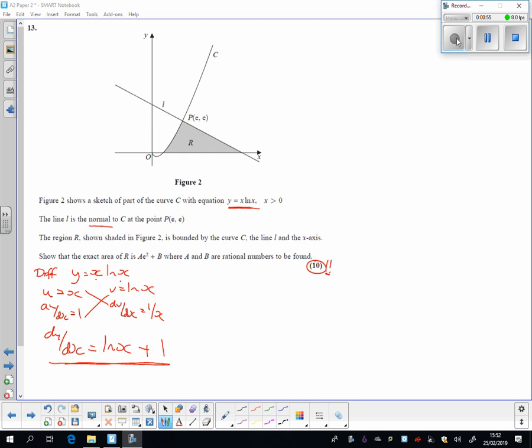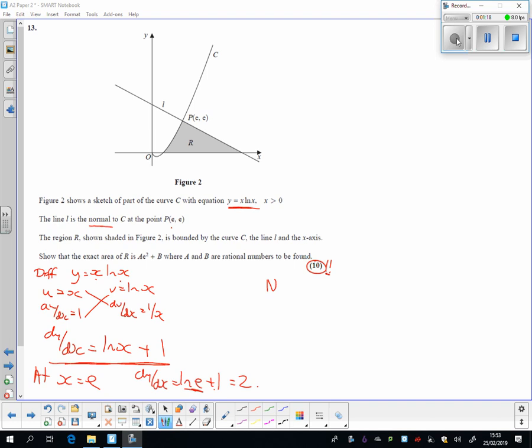That's the gradient. Now the point we're talking about is the point P. The point P is at x is equal to e. At x is equal to e, dy by dx equals ln e plus 1. Well, ln e is 1, and 1 plus 1 is 2. So we're already making inroads into this.